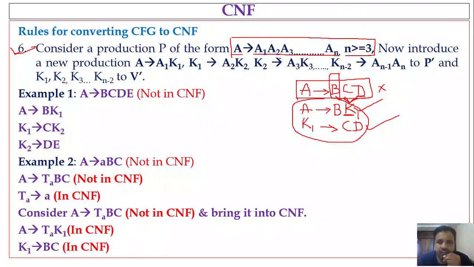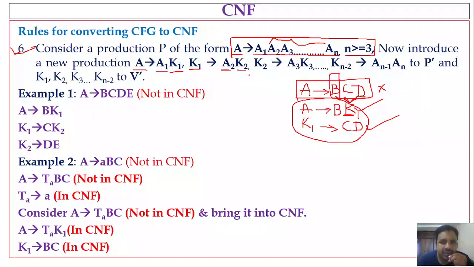Right. So that is rule number 6. Okay. So here, if you observe what it is saying, A denotes A1, A2, A3, so on, AN, where n is greater than or equal to 3. That means if you have more than two variables, then we have to convert that production rule into CNF by adding the new productions. How do you add? First take A, then take the variable A1 as it is. The remaining part you represent with K1. Next, K1 denotes A2, and afterwards we have A3, A4, so on, AN. That part we represent with K2.